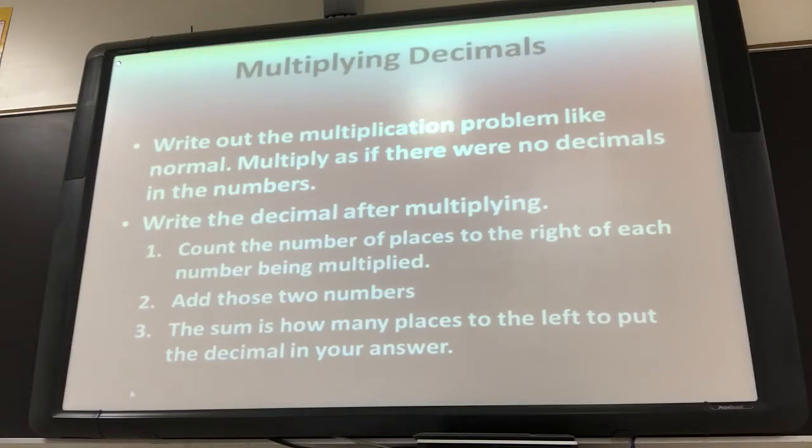So with adding and subtracting yesterday, we wanted to make sure the decimal points lined up. Do not do that with multiplying, because it's probably going to just mess up your problem. Instead of making sure they line up, we're just going to write it normal, and we're going to focus on where the decimal point goes after we're done multiplying.